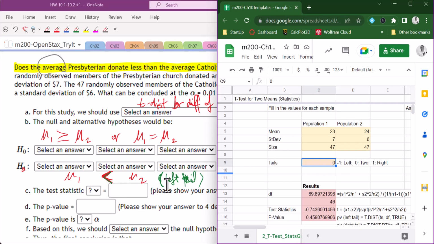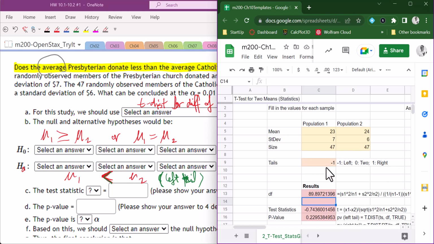I'm sorry, this is a left tail test, so we're going to use -1 for the left tail, and then enter. So the degrees of freedom is this weird number. Let's just say that's about 90. Let's get rid of this. This was another way to kind of use the degrees of freedom, but that's not really used much in our work. So let's take that out.